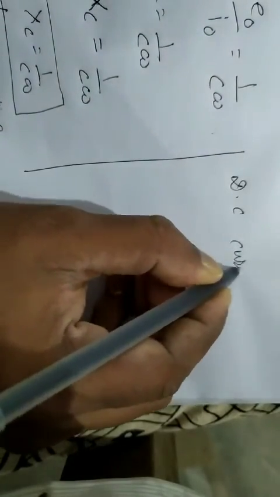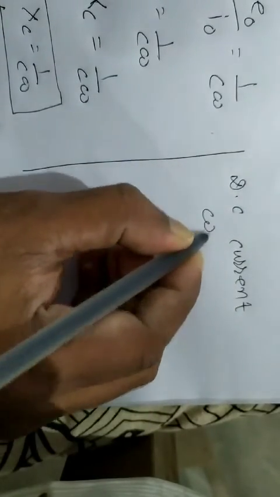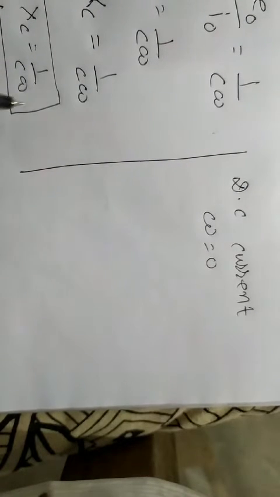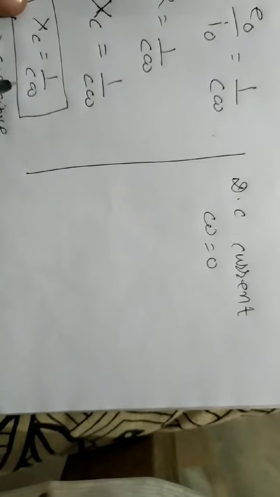About DC current, what we will say? Omega is equal to how much? About DC current, omega will be equal to 0. That means angular frequency will be equal to 0. If omega is equal to 0, then 1 divided by 0. Then resistance will be how much? Infinity. Resistance will be infinity.